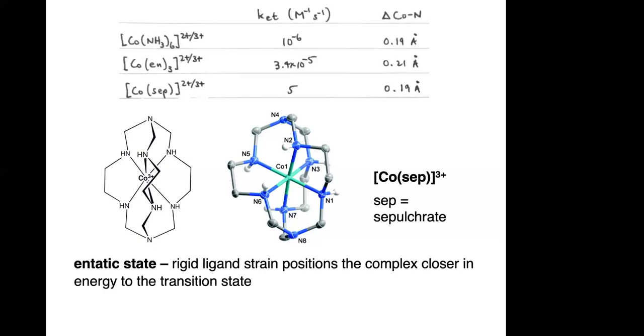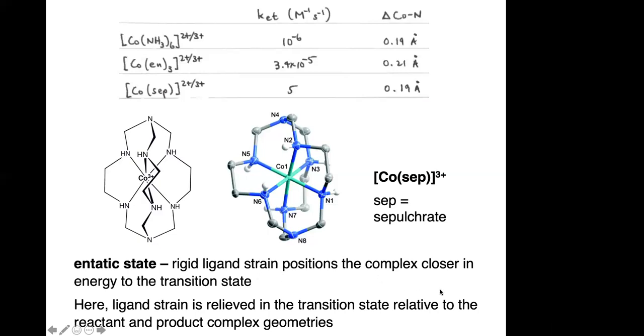So what that means is that when we form the transition state, some of the strain of the ligand is relaxed relative to the strain in the cobalt-2 or cobalt-3 complex. So that's summarized here. Ligand strain is relieved in the transition state relative to the reactant and product complex geometries.